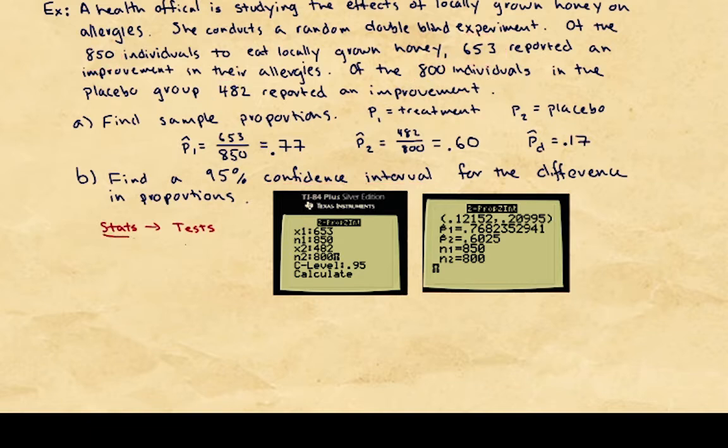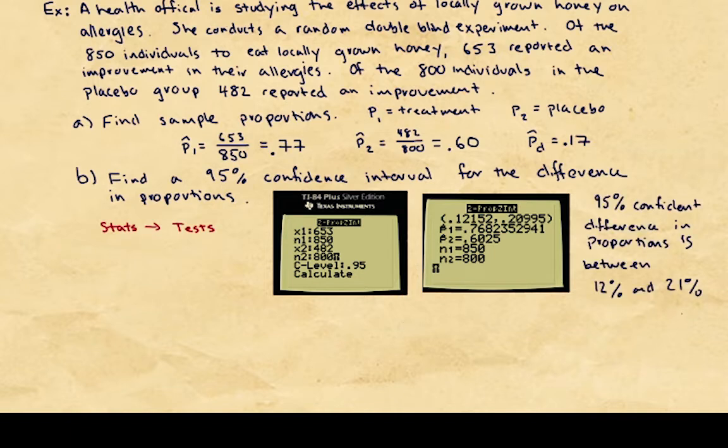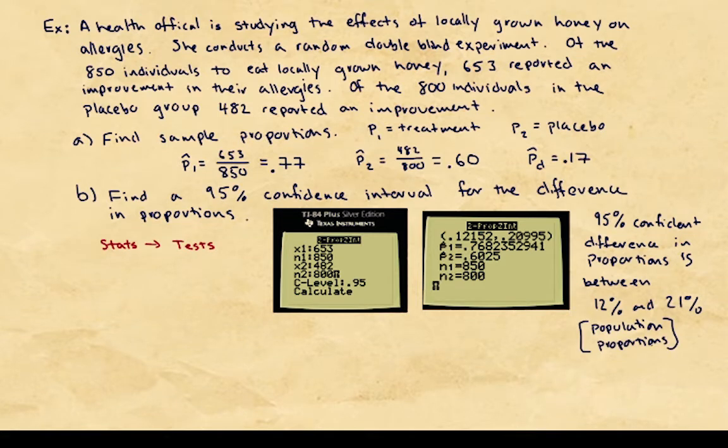So I pushed the stats button and I right arrowed over to tests, and then you can see my calculator inputs here. So what this means is that we're 95% confident that the difference in proportions, the true difference in proportions, is somewhere between 12% and 21%. I want to be clear that this is the difference in population proportions. I don't need to make predictions about what the difference in sample proportions is. I know that the difference in sample proportions is exactly 17%, so I don't need any fancy statistical inference to tell me that. What I need fancy statistical inference for is to tell me what this means about the population.